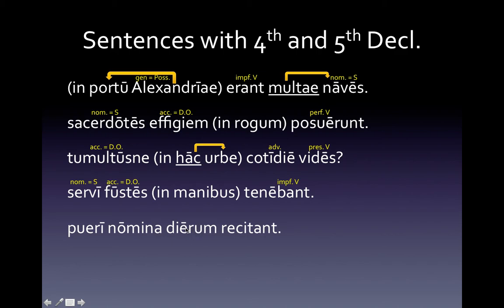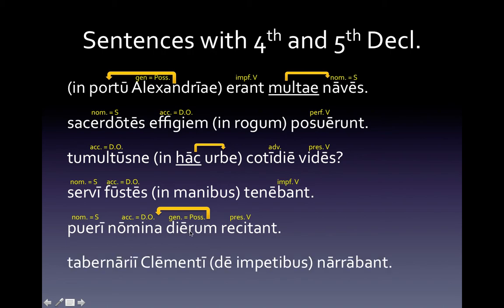Dierum is genitive. Erum, remember, is the fifth declension genitive plural. So what is this possessing? Remember, genitives can only possess other nouns and they will be right next to it. To the right of dierum, we have a verb. It's not going to be possessing that. To the left of it, we have a noun, so it's most likely possessing that. Now let's go through and label. So the boys are our subject. The boys are reciting the names of the days.